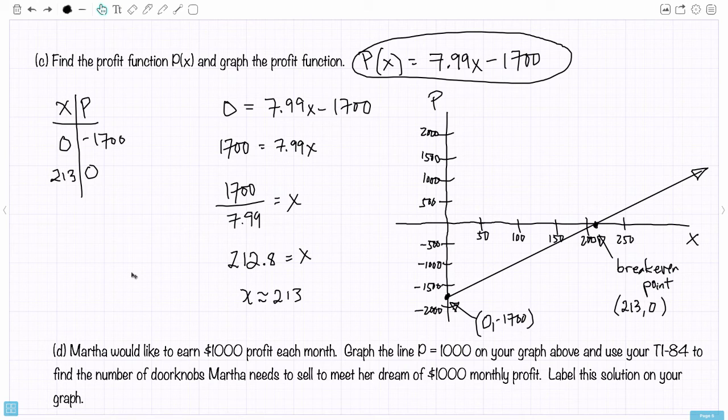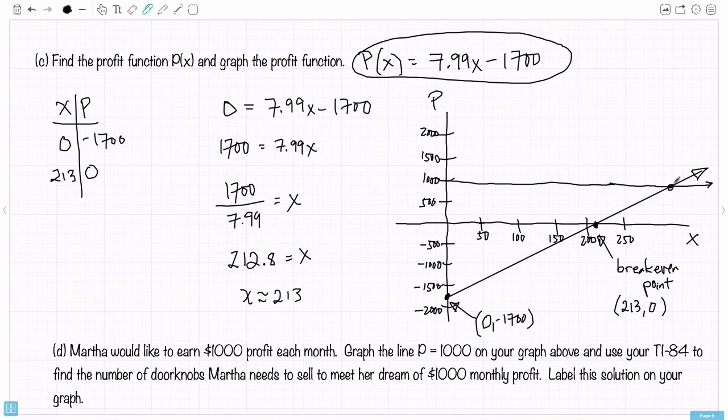Well, we don't really need the TI-84 at all. I can show you what that would look like, but it's completely unnecessary to have a calculator. This is something we should definitely be able to do without the calculator. I think it's faster to do without the calculator. Let's begin by graphing that line, P equals 1,000. So here's the line P equals 1,000. It should be a horizontal line, so as straight as I can make it.